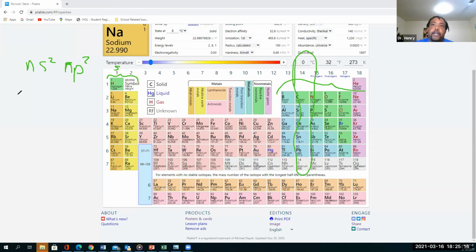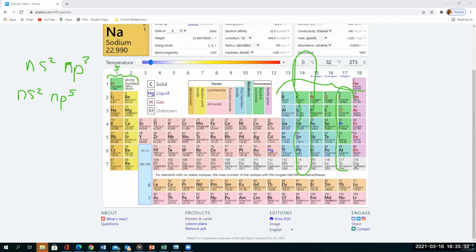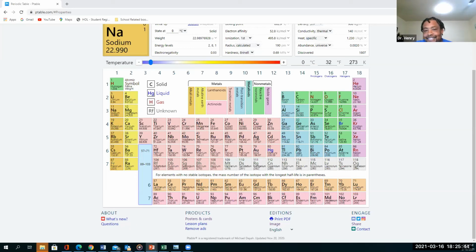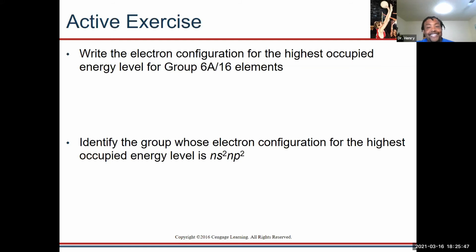Okay, so if I had written ns2, np2, group 17. That's right. Okay. Well, these ones are fun. Easy, right? What's the hard part of this? It's reading the question, right? Because most people get lost in the question.